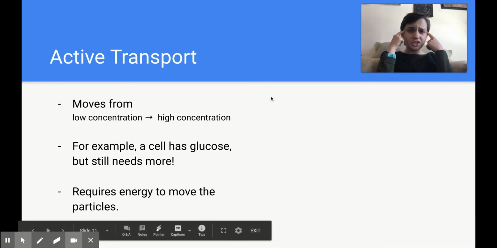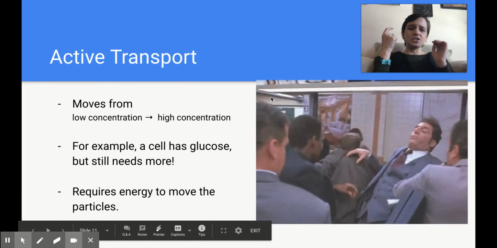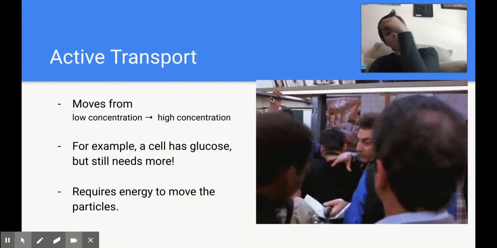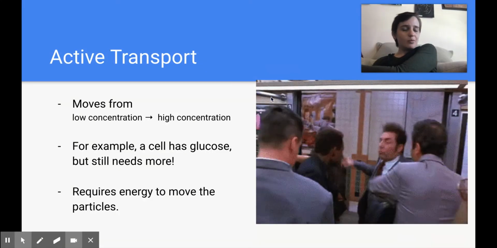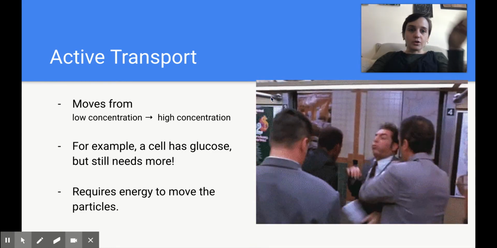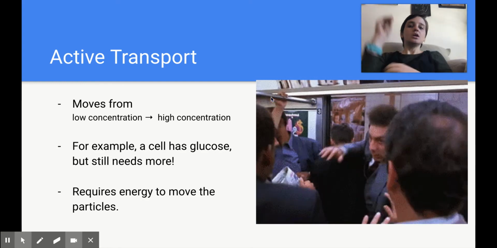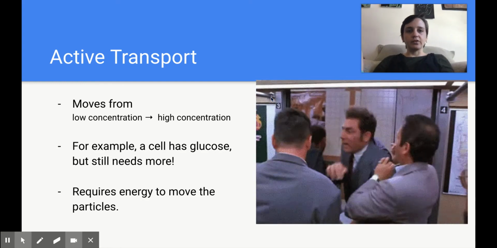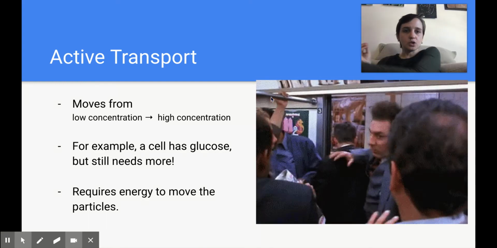When I imagine active transport, I imagine pushing your way into a crowded subway, right? You can do it, you can get in there, but it takes energy. You've got to push your way through. So when you think of active transport, think about pushing your way into a crowded space.